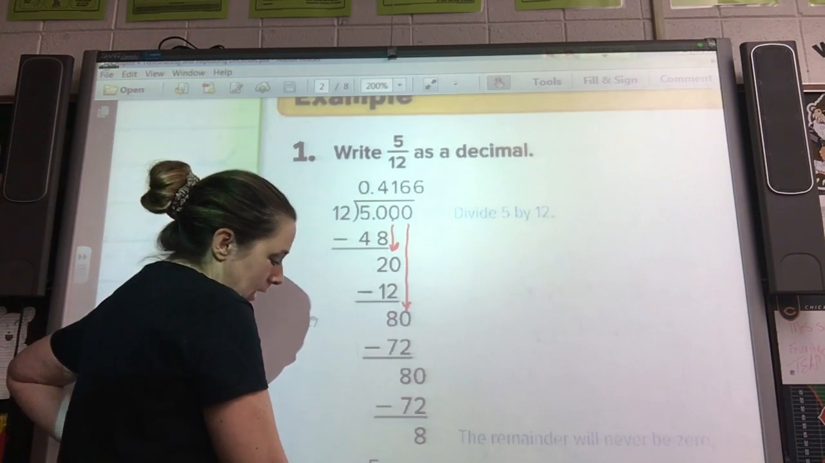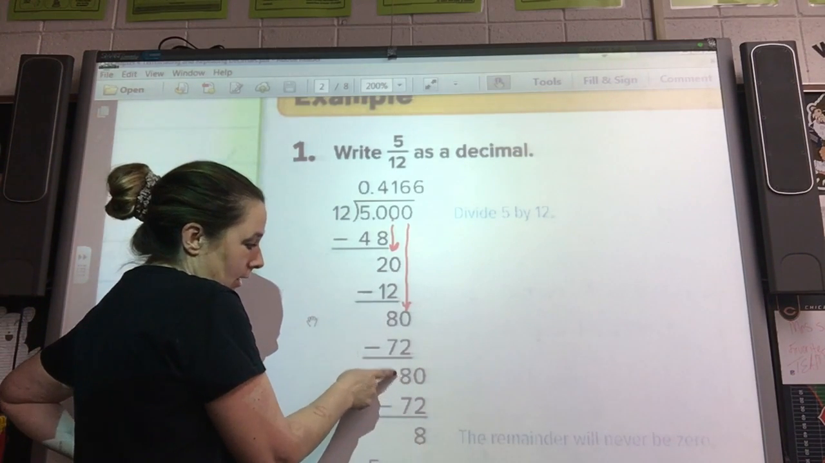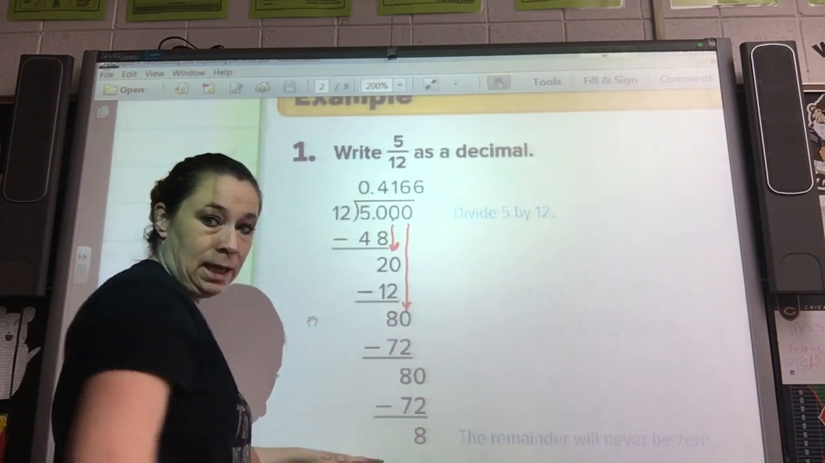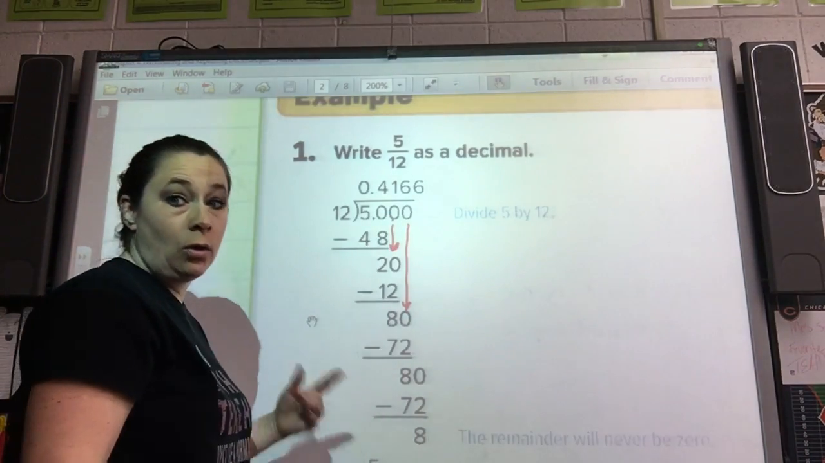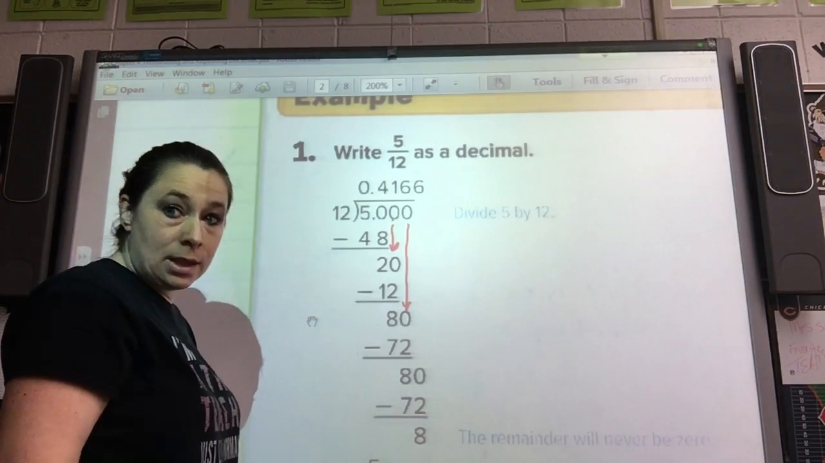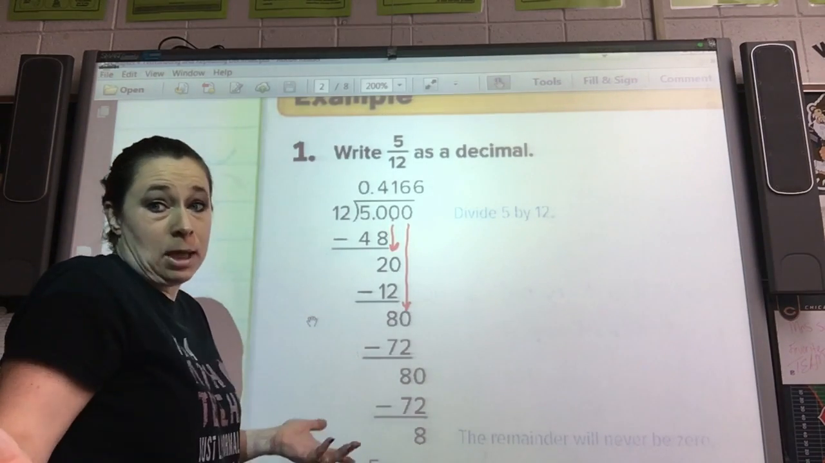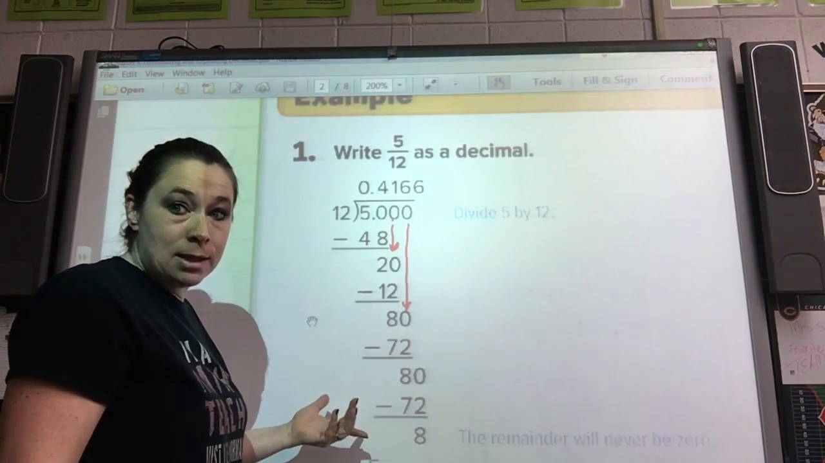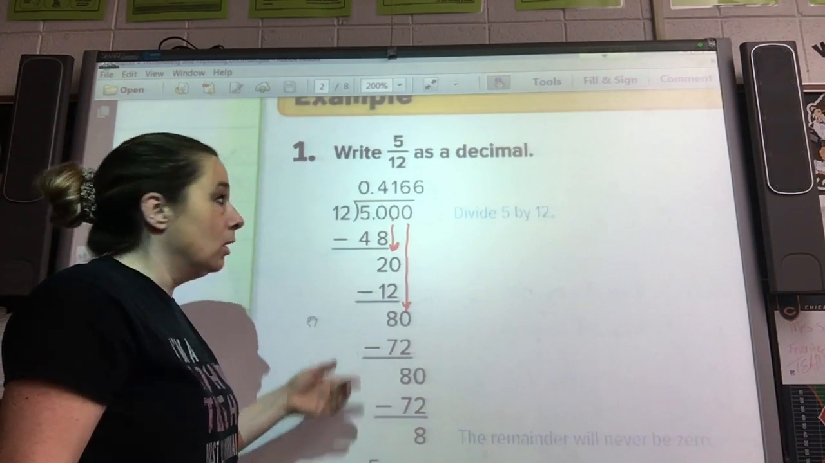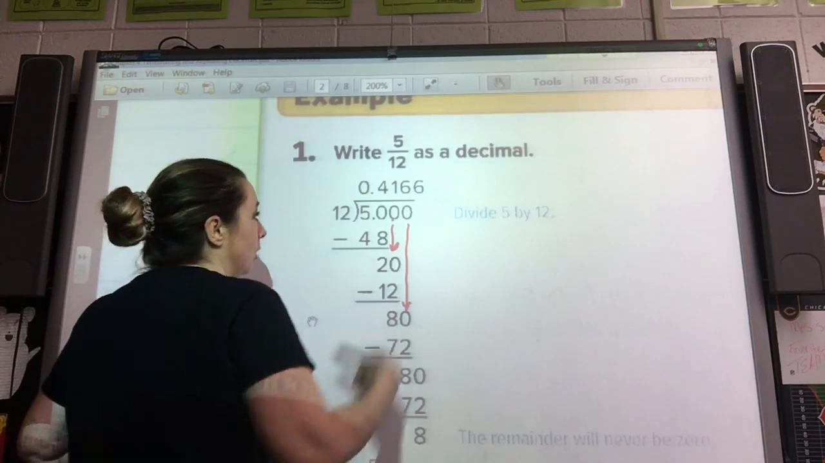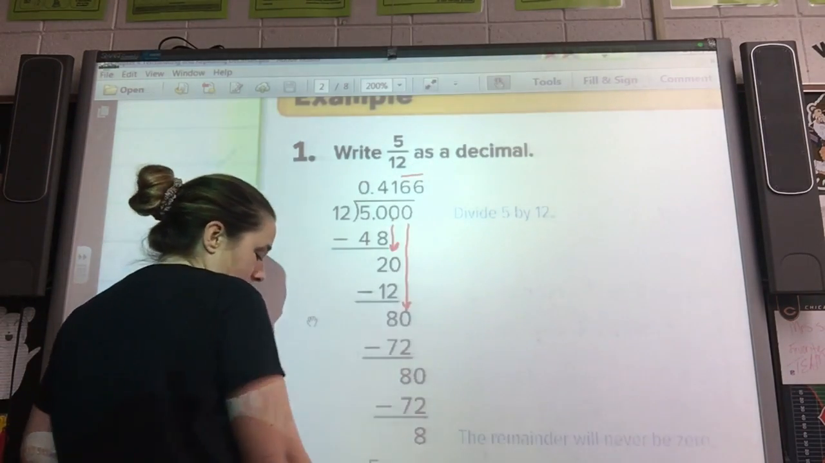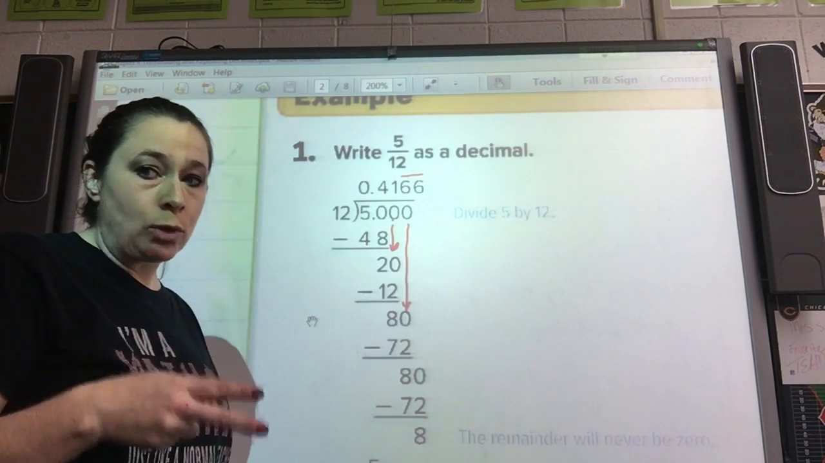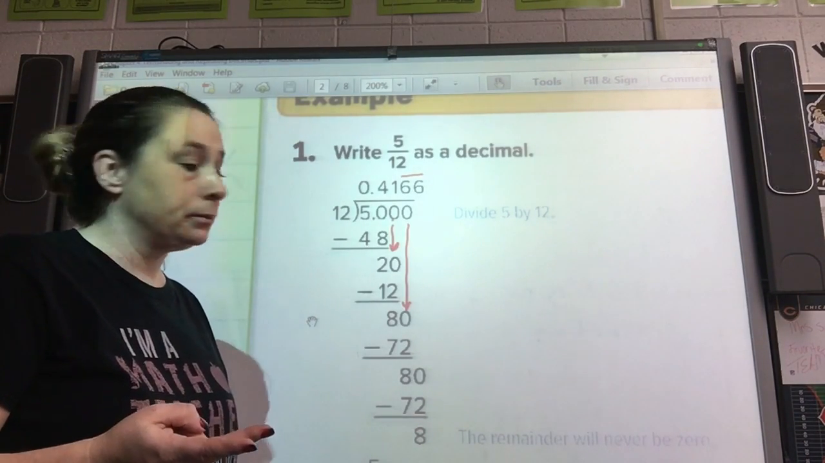Now you're going to start seeing that repeating pattern. They got 8 again. 8 went in 6 times, 72. You're going to get 8 again. And you could just keep going and going, but you're going to end up with 6, 6, 6, and it'll just keep going. Because every time you're going to get 72, and 80 minus 72 is always going to be 8. So therefore, at the end of this, they're just going to put that bar notation at the top, and they don't have to keep dividing anymore. You'll know after like 2 rounds that, oh, this is going to keep going.